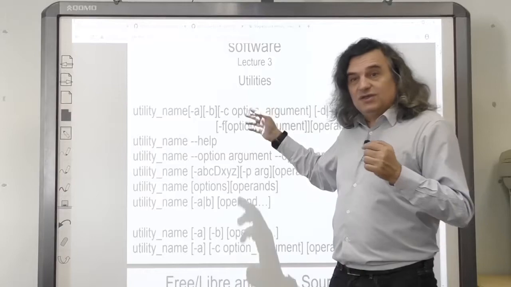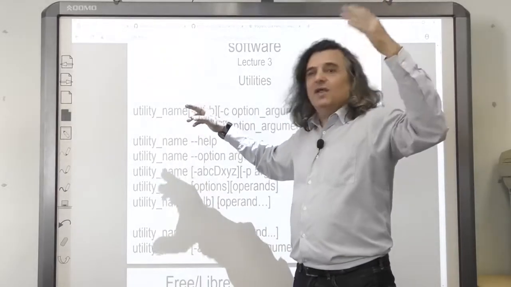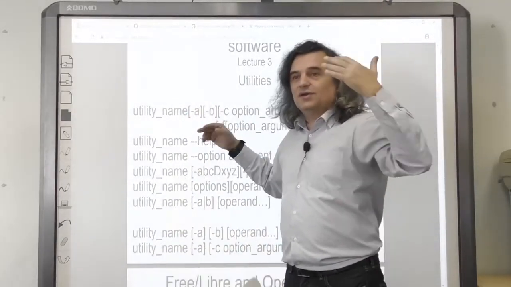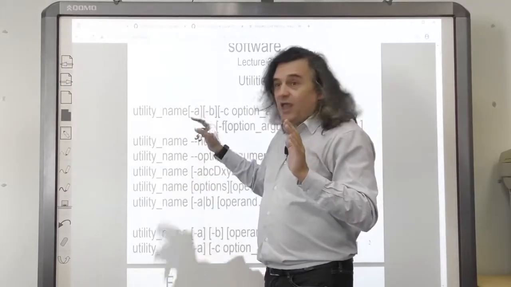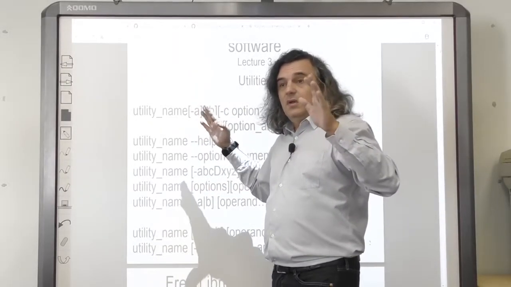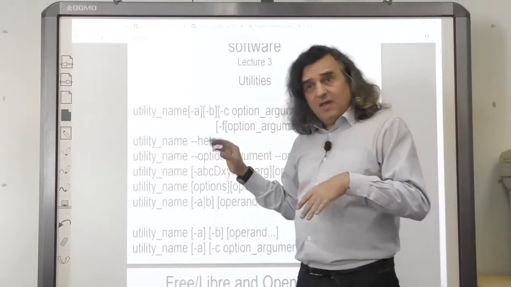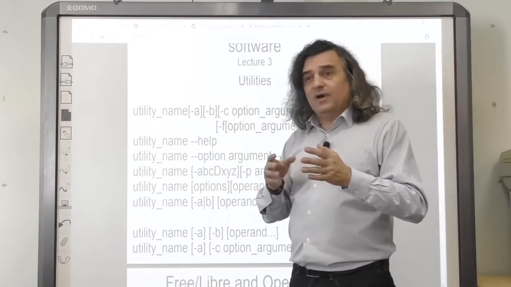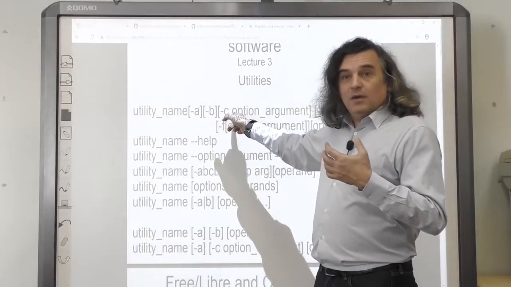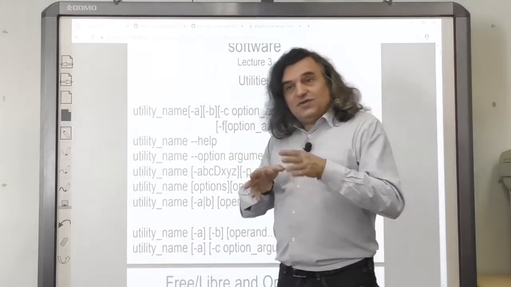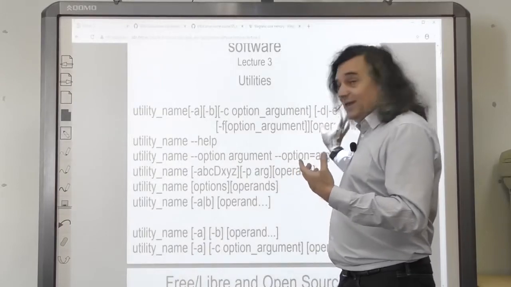The arguments that consist of a dash, hyphen, minus character, and a single letter or digit are known as options or, historically, flags. Certain options are followed by an option argument, as shown with the c option argument. The arguments following the last options and option arguments are named operands.